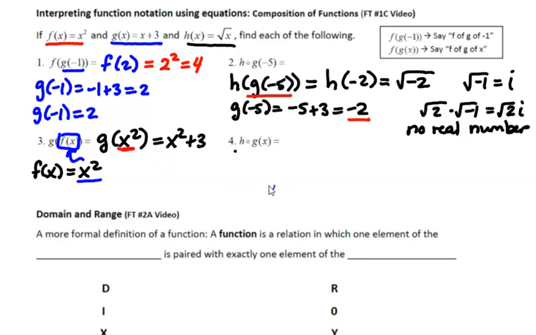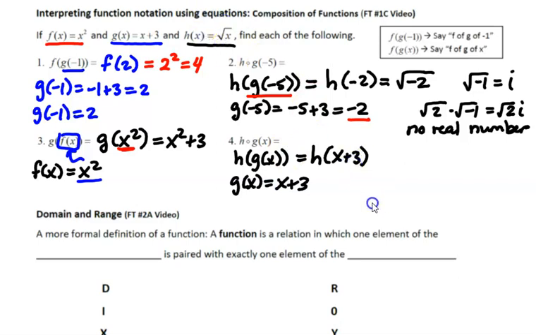Now, same thing here, we have h of g of x. g of x is x plus 3. So we're saying now h of x plus 3. The h of x function says take the square root of my input. My input is now x plus 3. So take the square root of x plus 3. So my function now says take my input x plus 3 and then take the square root of it.